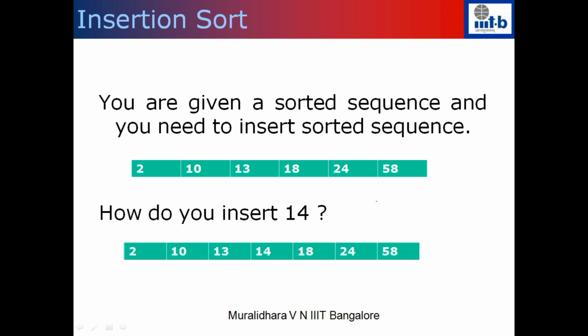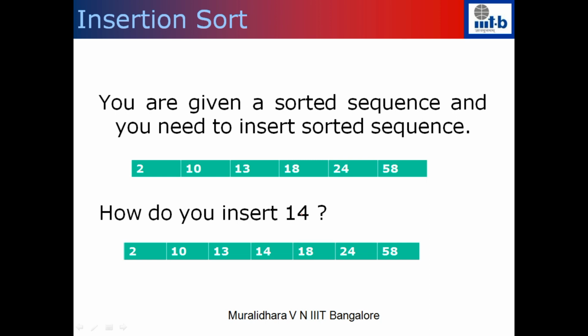So the algorithm is simple. I start, the 14 is the number which I'm going to write here. And then I'm going to remember the number. As long as I see numbers which are bigger than 14, I write these numbers to the next location. So 58 is written to the next location, 24 is also written to the next location, 18 is also written to the next location. My while loop stops when I see a number which is smaller than 14. So I see 13. This 18 is already written to the next location. In the place of 18, I just write 14.